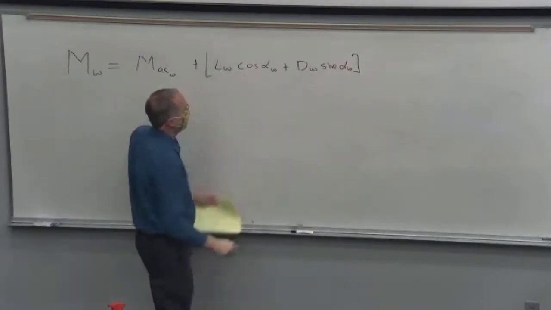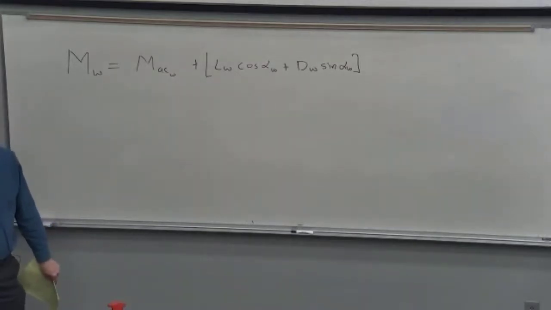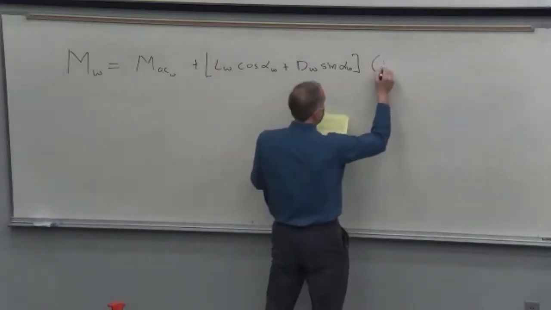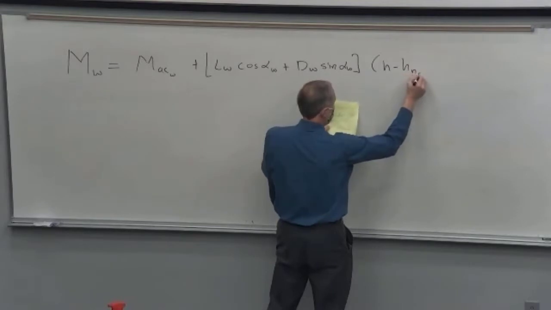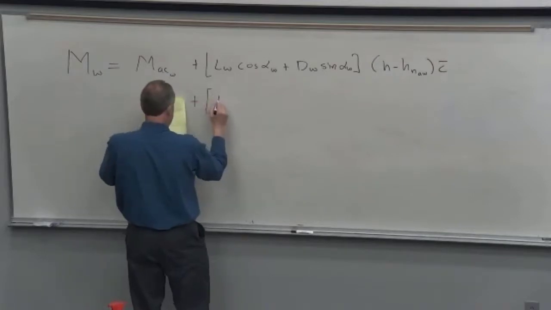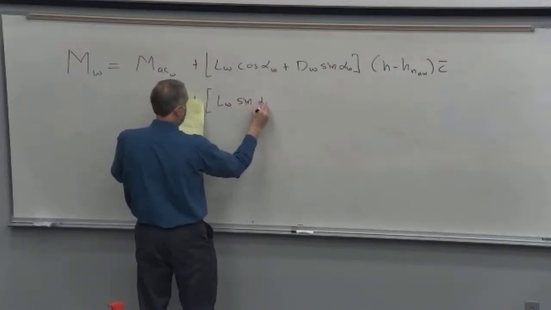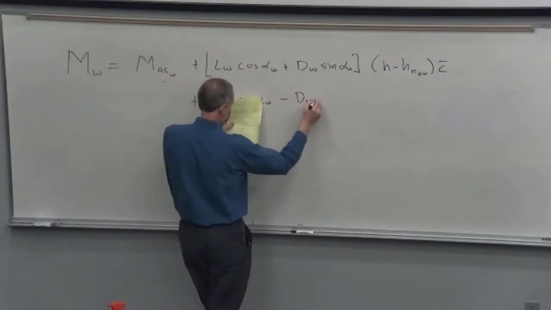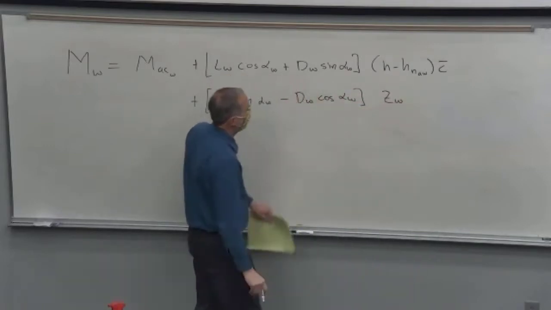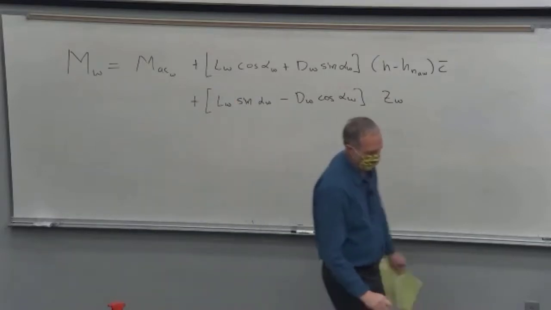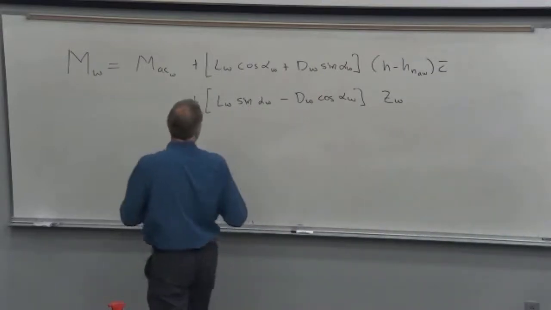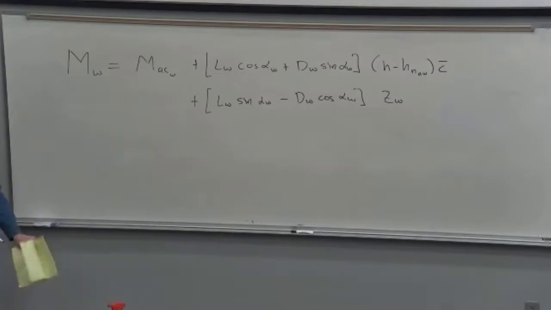And we get the sine and cosine because the lift and the drag act perpendicular and parallel to V infinity, not to the moment arms. That's the moment arm for that. And there was the vertical moment arm, ZW. And so this is a big complicated equation. We'd like to simplify it if we can.